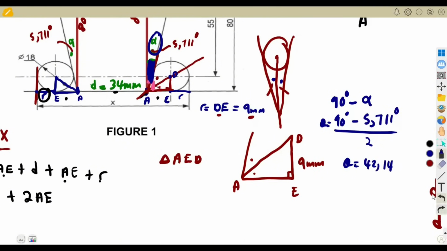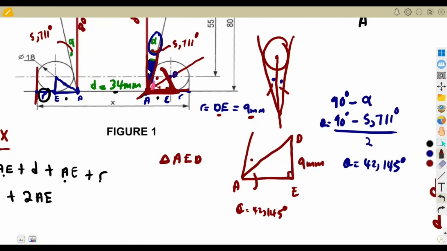Theta is 42.145 degrees. The theta that I'm talking about is the angle inside the triangle here. I hope we are together on finding this theta. This is from our geometry part: this is a tangent, so it divides, and these angles are equal.